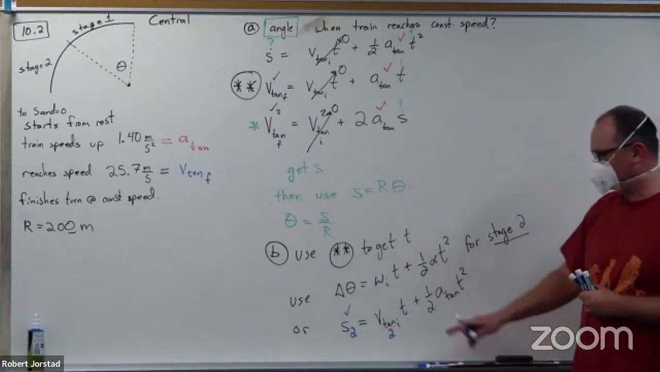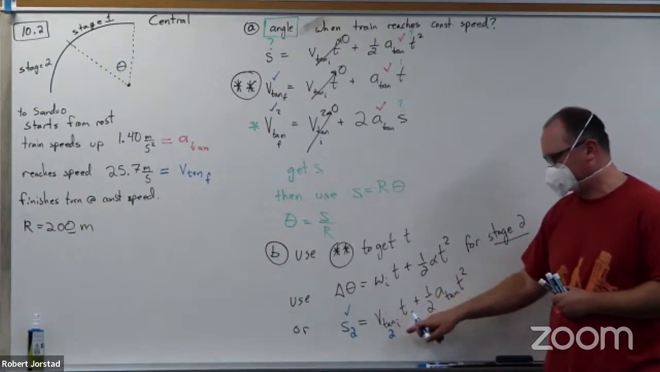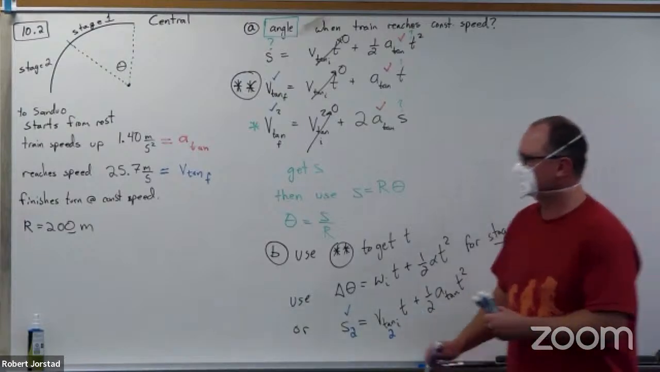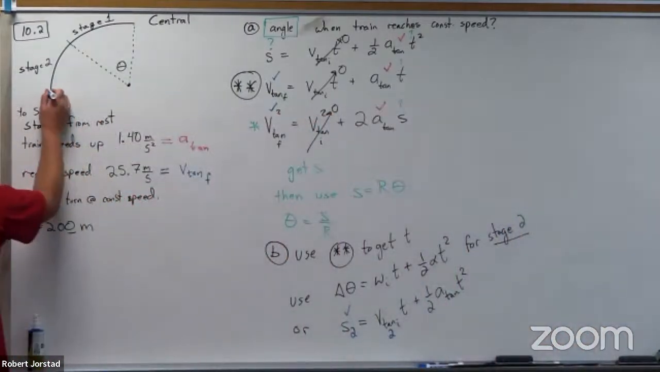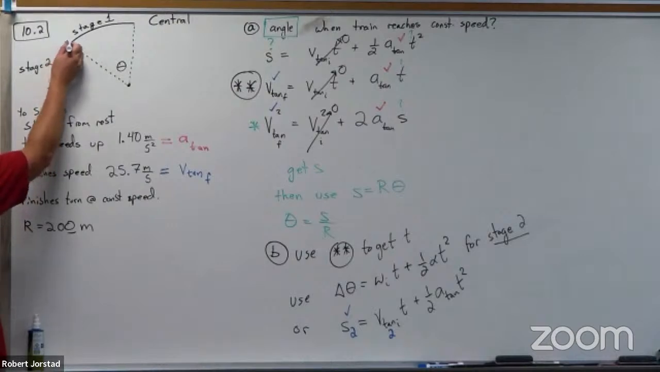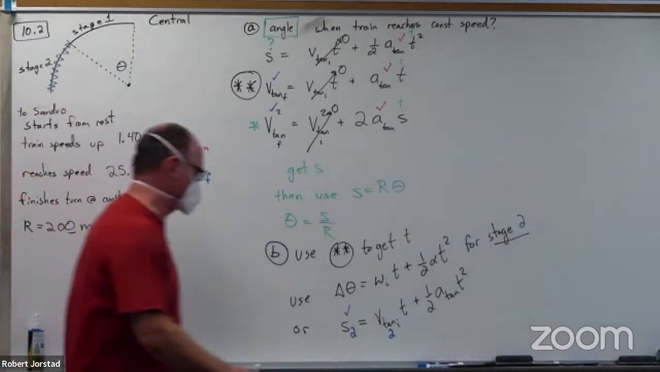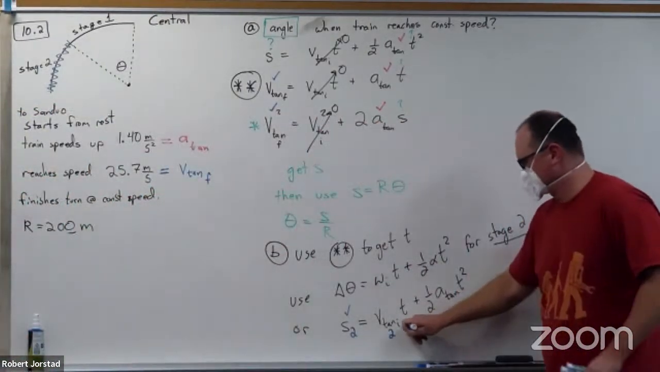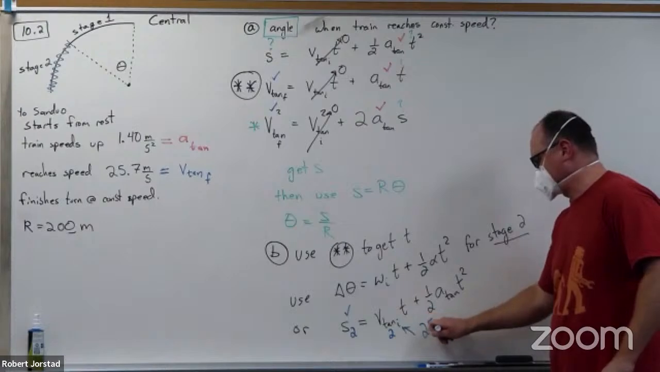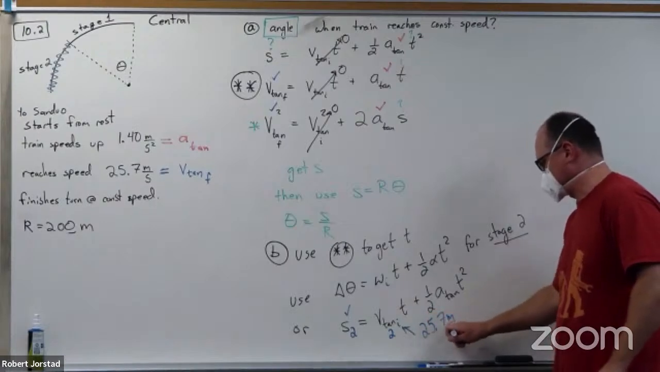Do we know V tan initial for stage two? Maybe I'll color this stage blue here. For stage two, what is the initial tangential velocity? The final from stage one. So this one would be 25.7 meters per second.